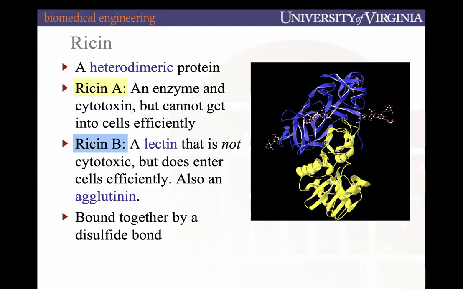Ricin A is the toxin. It's an enzyme. It's a toxin. But the only issue is that it cannot get into cells very efficiently. Ricin B is a lectin. It's not cytotoxic, but it enables entering into cells pretty efficiently. It's also an agglutinin, which typically means that it's a class of molecules that promotes aggregation.